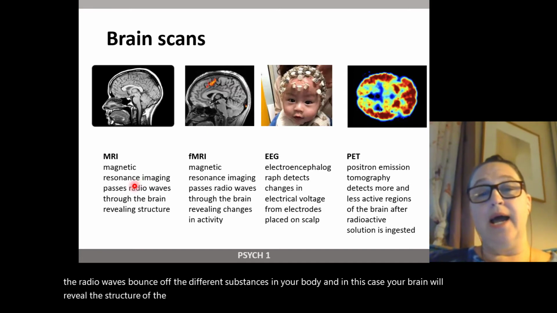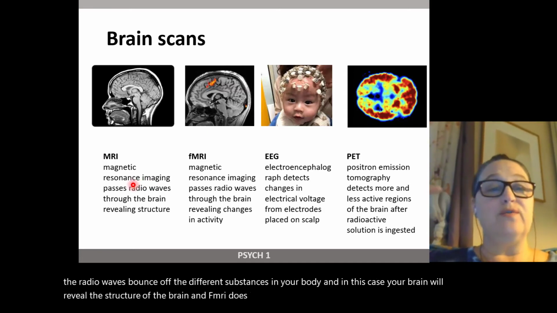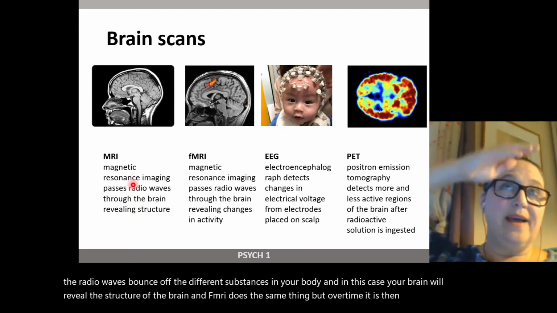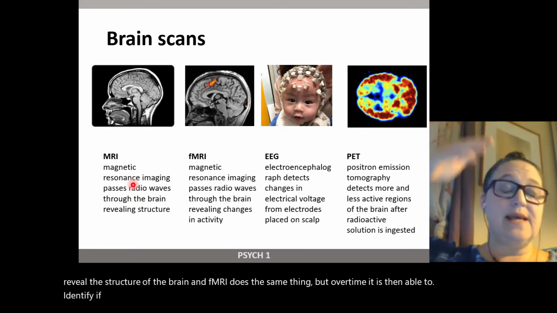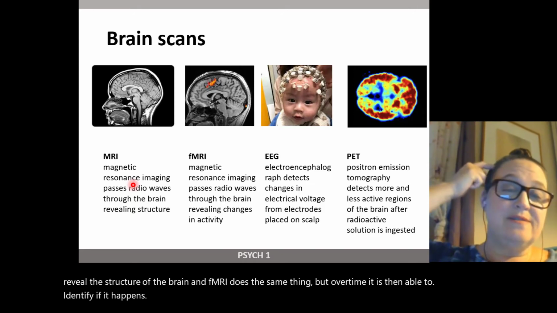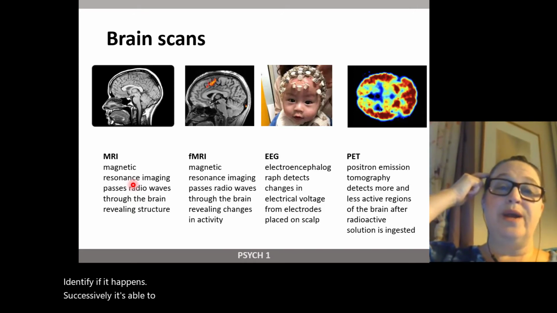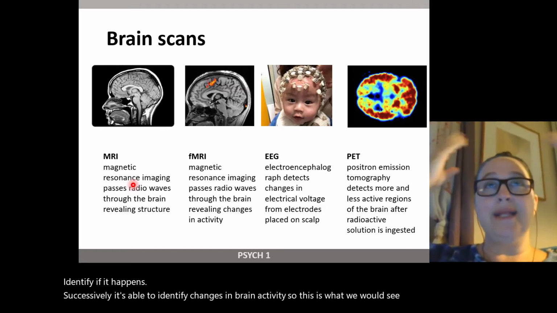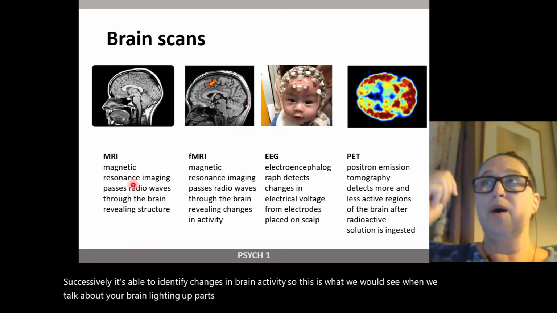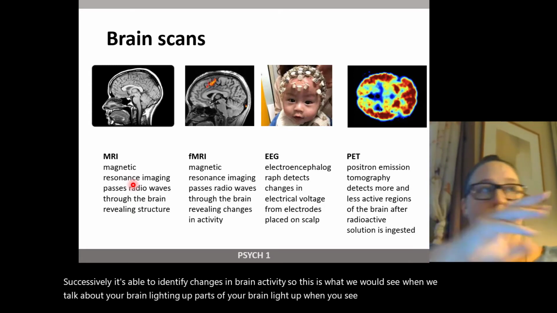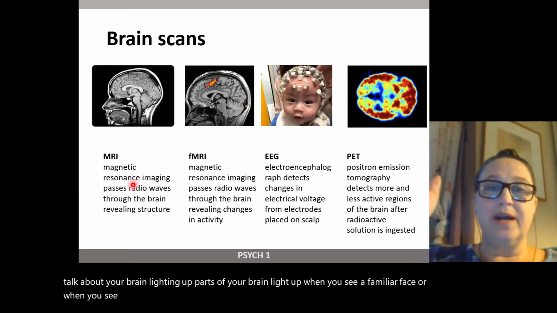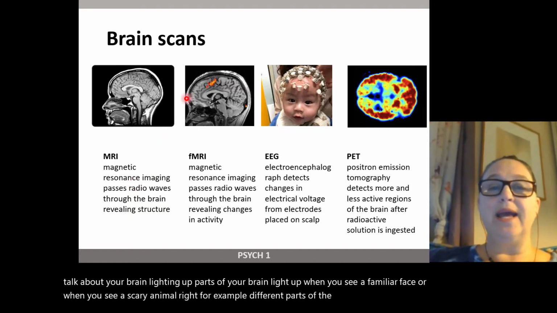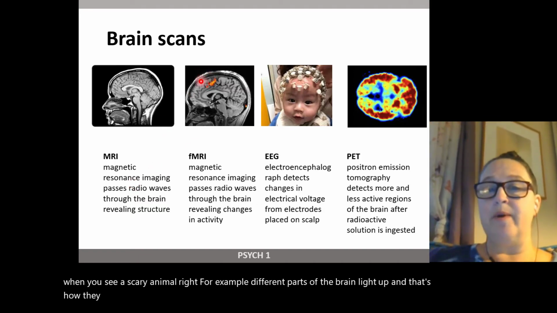An fMRI does the same thing, but over time, it is then able to identify changes in brain activity. So this is what we would see when we talk about your brain lighting up. Parts of your brain light up when you see a familiar face or when you see a scary animal, right? For example, different parts of the brain light up. And that's called an fMRI.